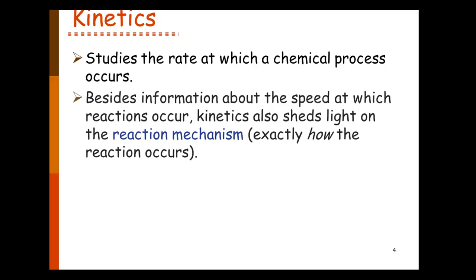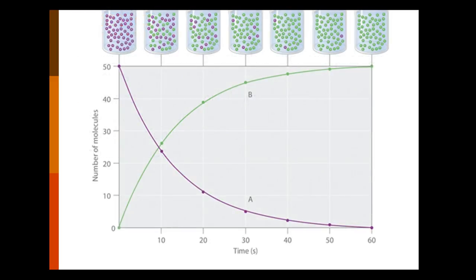The first thing we want to think about when we think about kinetics is how fast a reaction is occurring. So anytime we think about how fast a reaction is occurring, we're thinking about the kinetics. For example, if I have this beaker and at time equals 0, the beaker has purple molecules in it. And over time, the purple compound disappears and the green compound appears. And by the end, we'll have no purple and all green compound.